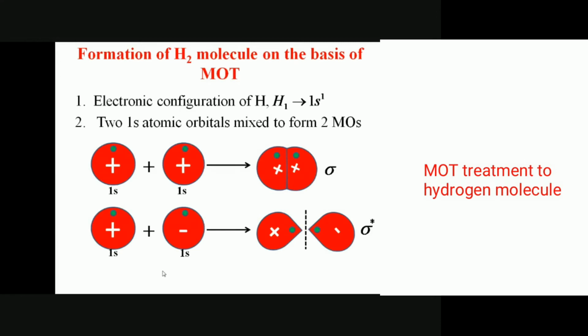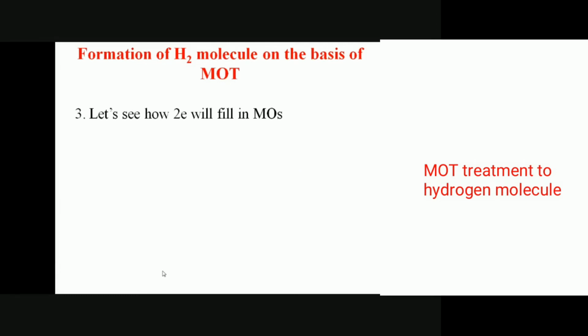So this is basically the bonding as well as antibonding molecular orbital formation. Now, when the two electrons have the interaction, they will have two molecular orbitals, one with the lower energy and one with the higher energy.